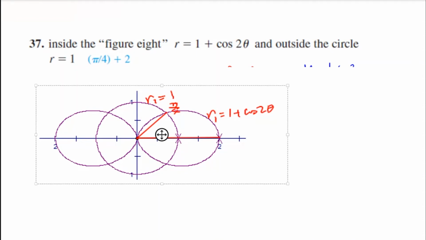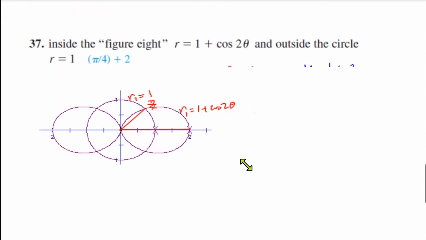Okay, so this is the picture. Inside this, but outside of the circle. So it looks like we are looking at this area right there. You know what I'm saying? So far, so good.